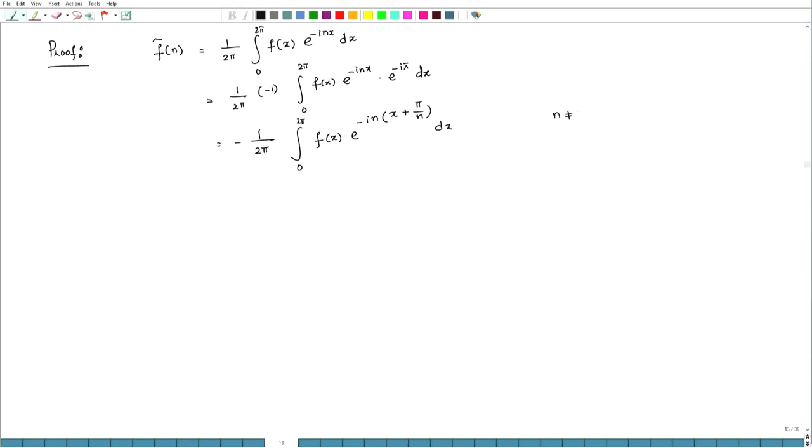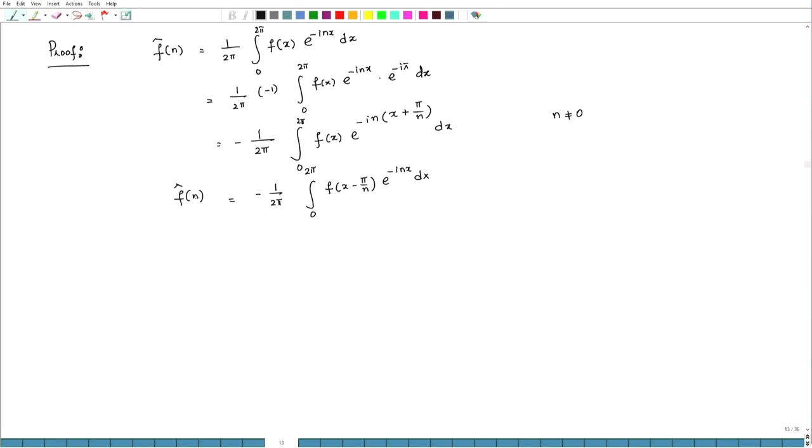I will take n not equal to 0, because we are interested in large values of n, so we can assume this. Now, if I make a change of variable, x going to x minus pi by n, then this becomes minus 1 by 2 pi, f of x minus pi by n, e to the power minus i n x dx, and the limits become minus pi by n to 2 pi minus pi by n. But nevertheless both the function f and e to the power i n x are 2 pi periodic, so it does not matter which 2 pi length interval I am integrating. So, this again I will keep as 0 to 2 pi. Now, this is also our f hat of n.